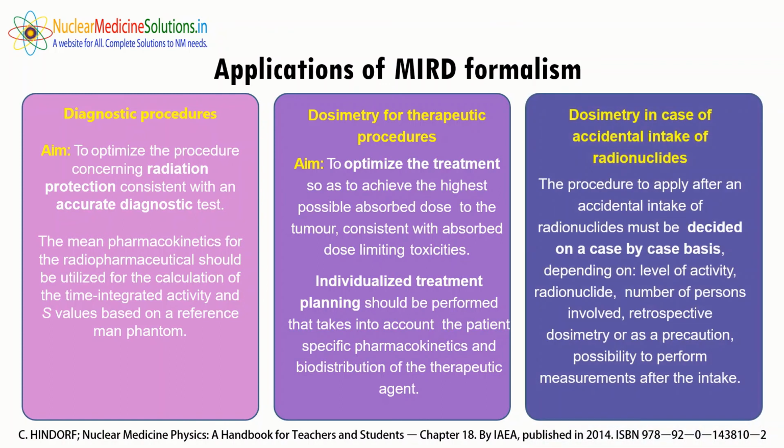Now the dosimetry in case of accidental intake of radionuclide. Here the procedure to apply after an accidental intake of radionuclide must be decided on a case-to-case basis, and that depends upon the level of activity, radionuclide, number of persons involved, retrospective dosimetry, or as a precaution, the possibility to perform measurements after the intake.